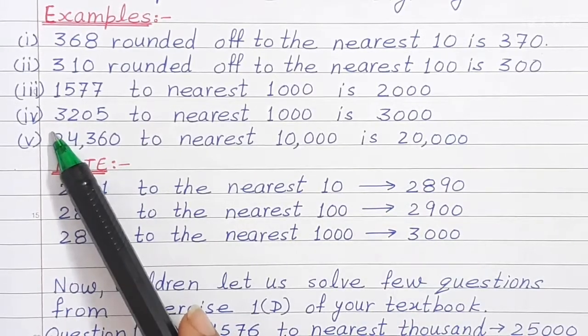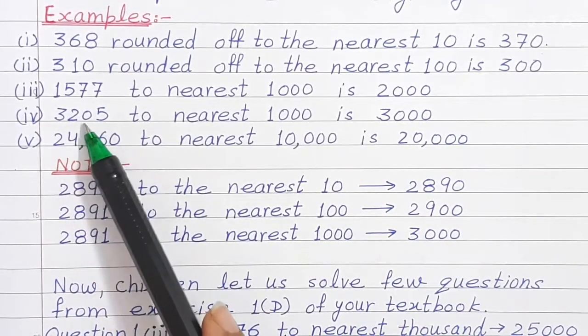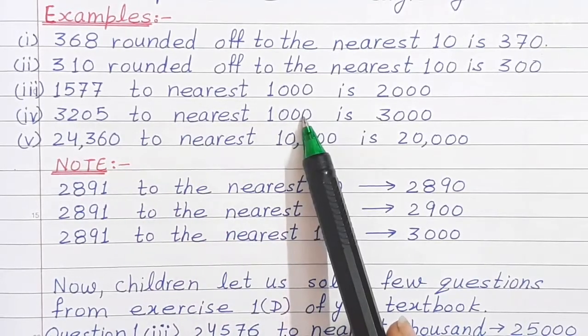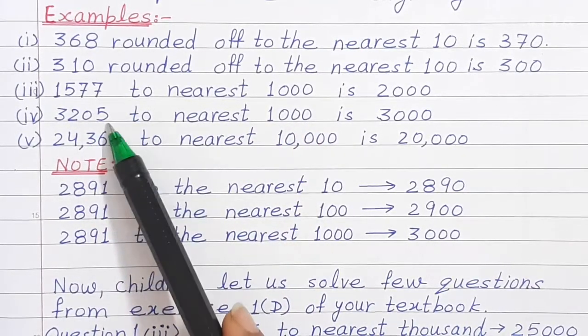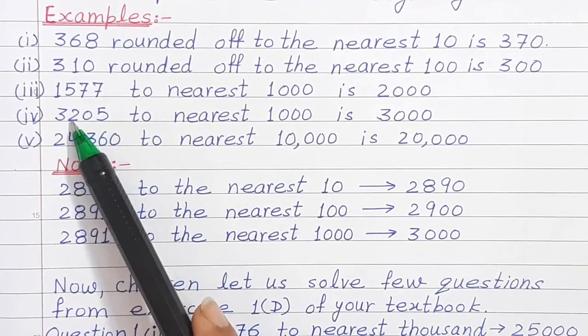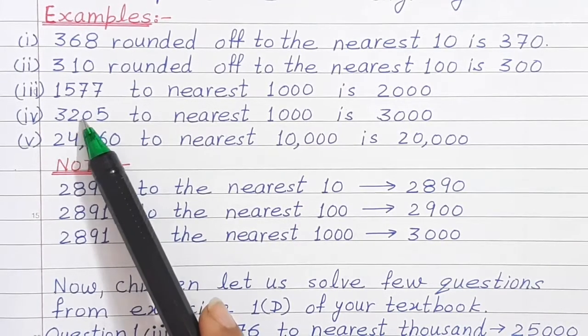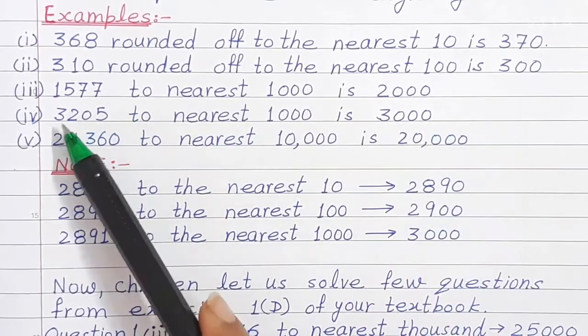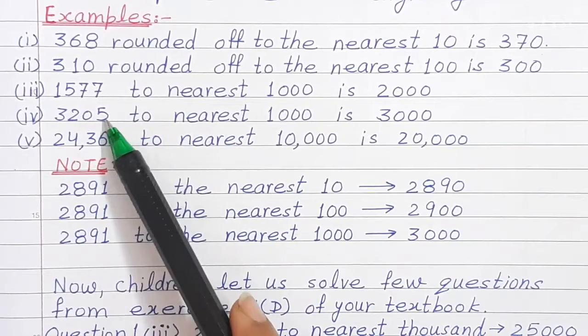Now, next is 3205 to the nearest thousand. Now, students, again you can see the digit at the hundreds place is 2, which is less than 5. So, we just put zeros here. So, the answer is 3000. 3 and afterwards zeros. Clear?